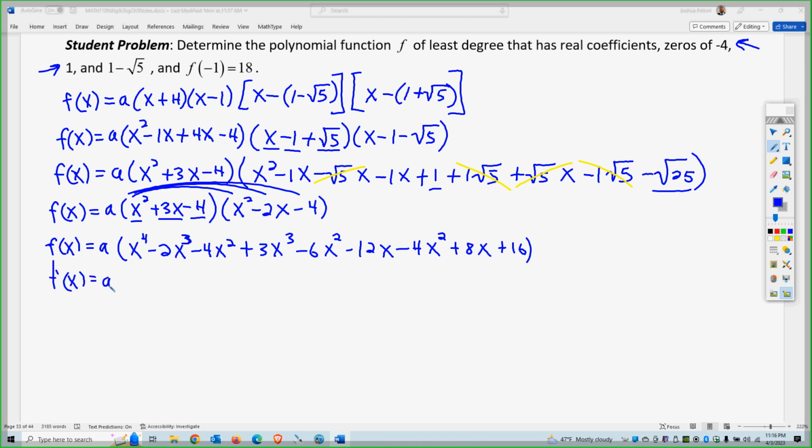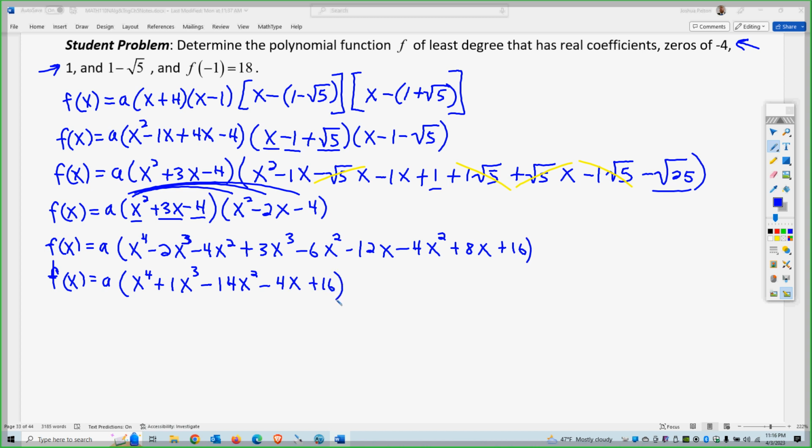So f of x equals a times x to the fourth. So if I look at the thirds, I have 3 minus 2, so that's 1x to the third, right? So plus 1x to the third. If I look at the squares, I have minus 4, minus 6, and minus 4, so that's minus 14x squared. So minus 12 and plus 8 says minus 4x. And then plus 16 on the end.